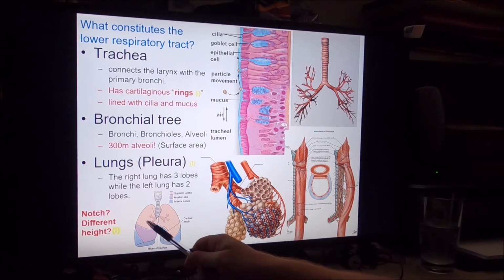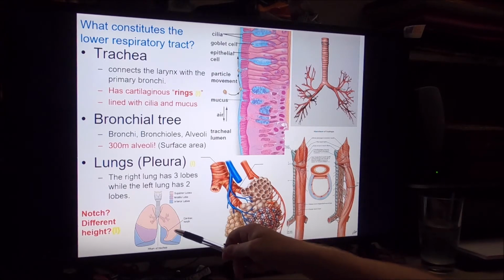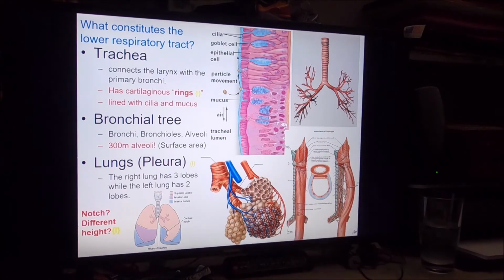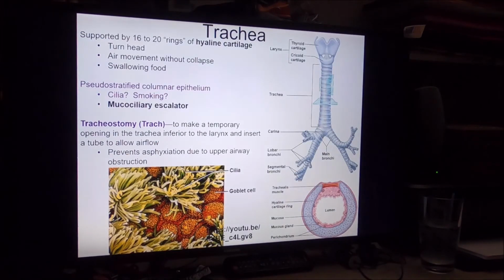The right side of your lungs, okay, the right lung has 1, 2, 3 lobes. The left side has 2 lobes. They look different. They're moved in different ways. They're at different heights. There's a lot going on there, so we need to talk about it. First thing we're going to do, though, is talk about the trachea.